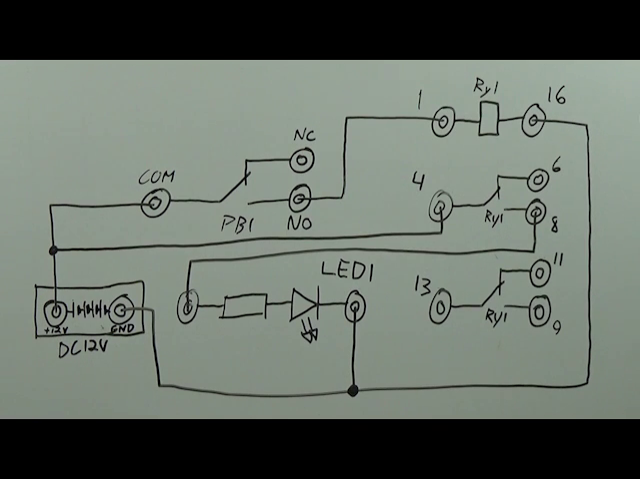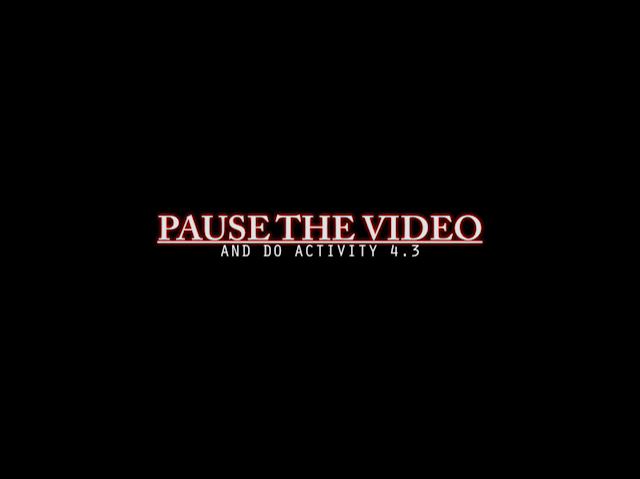Activity 4.2 is a little more challenging with the introduction of the relay. Remember that the coil of the relay controls the switching of the relay's internal components. By connecting push button 1 to the relay's coil, we control the flow of power to the relay, and in turn, control the flow of power to the LED. For Activity 4.3, you will use your previous diagrams from Activity 4.1 and 4.2 to physically wire the circuit board. Pause the video now and begin.